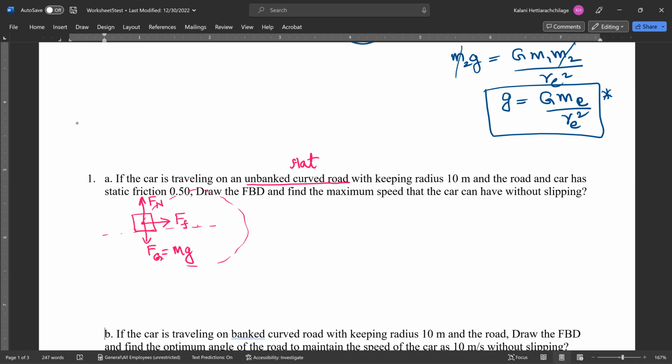Okay, so now the radius of this is given. Let's take one significant point, one decimal place, to make it significant correctly. And we have the static friction coefficient 0.50. So now we have the free body diagram. Now we need to find what velocity the car can have without slipping.